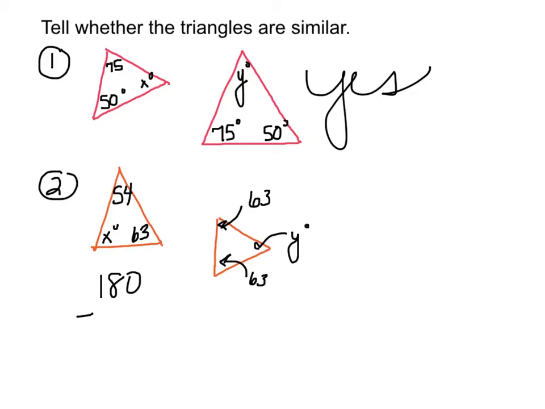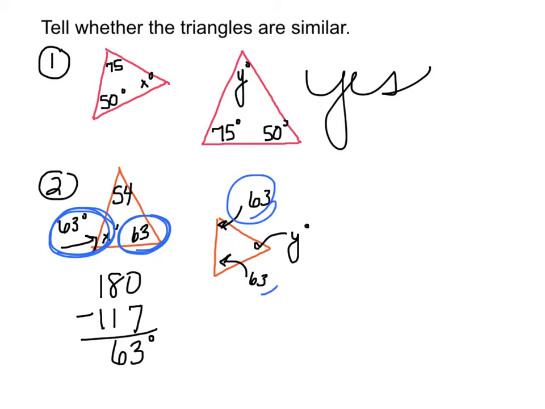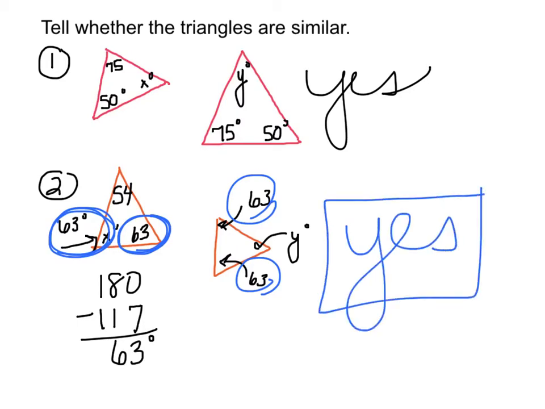minus 54 plus 63. 54 plus 63 is 117. If we subtract, you're going to get 63. So this angle right here is 63, which means I have an angle here and an angle here congruent to both of these. That means that I have two sets of congruent angles. So yes, they are similar. Just because the two that they give you are not congruent does not mean you're done. You have to do some work and prove to me maybe those third angles would also be the same. So you've got to be careful with problems like number 2.